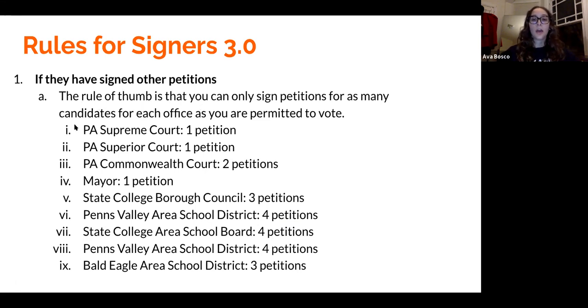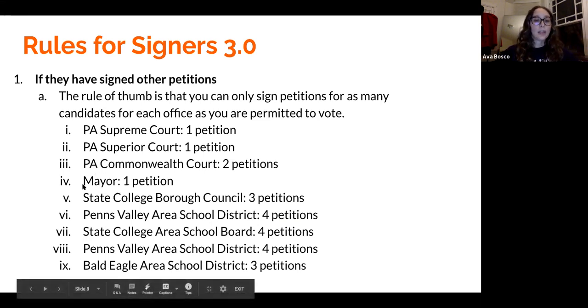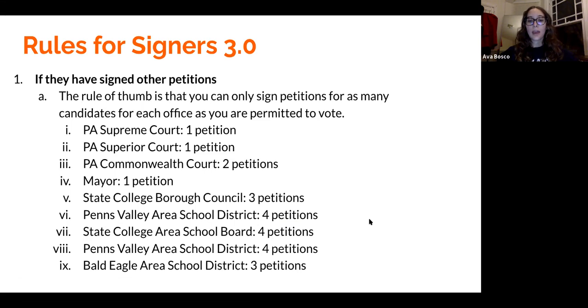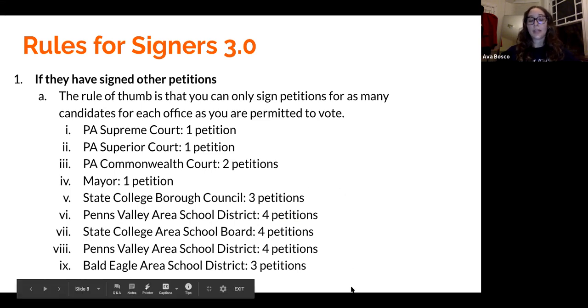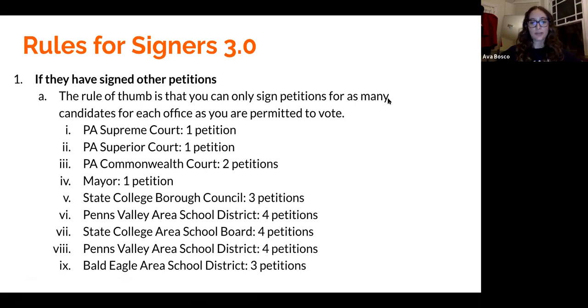For example, there's only one candidate that can win for the Pennsylvania Supreme Court, one candidate that can win for the Superior Court. There can only be one mayor. Each school district is different. In most of the areas, they have 3 to 4 open seats available. So it can be helpful to have these on a list just in case people have questions. They can only sign for as many candidates as are able to win for each office.